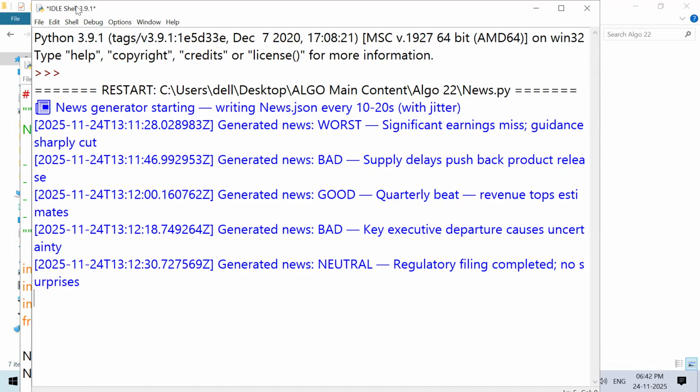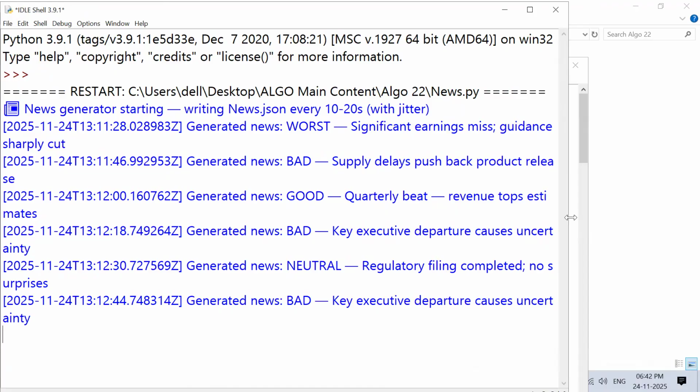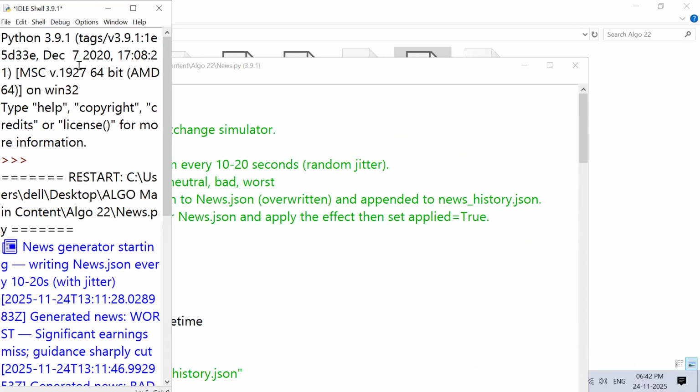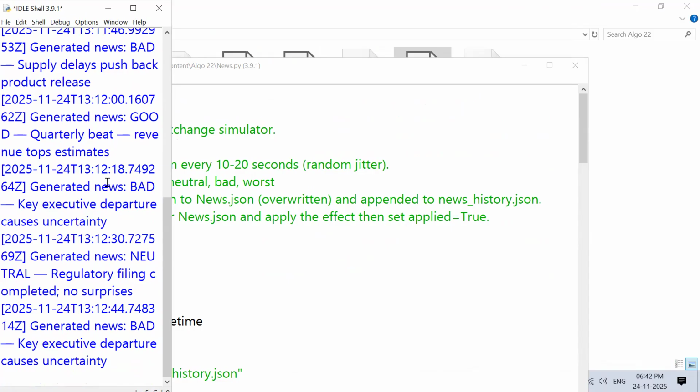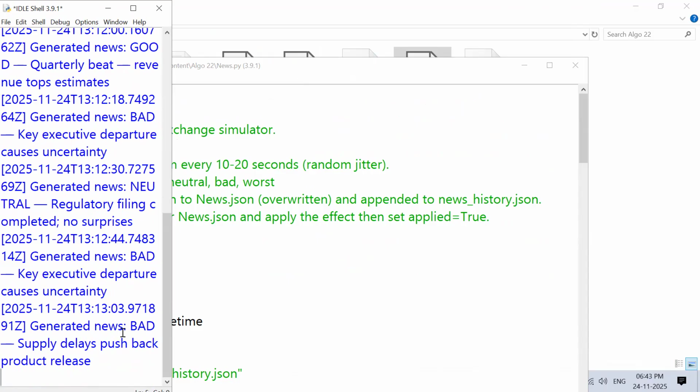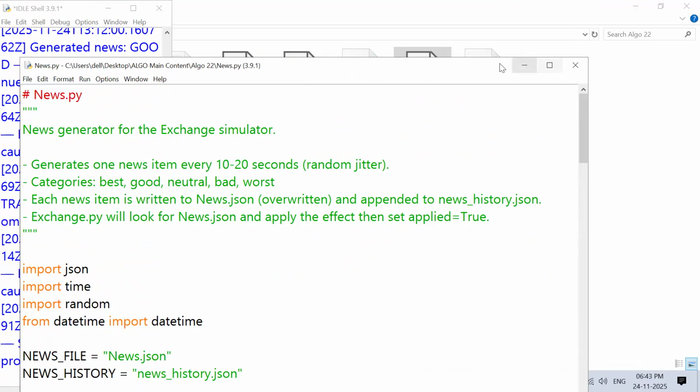Okay, so I keep this window on one side and it keeps on generating that kind of news. We are going to see the three things at the same time. This window tells us what kind of news is flowing. Like bad news is flowing currently, the bad sentiment is going on with the market.